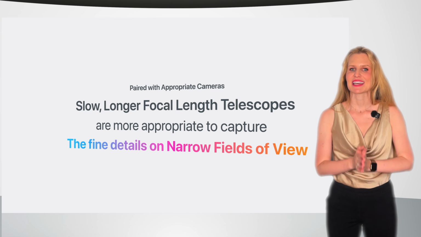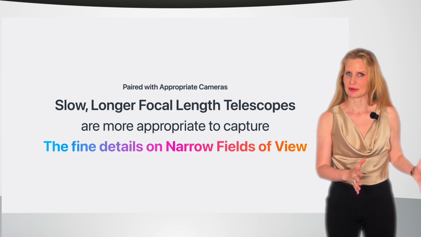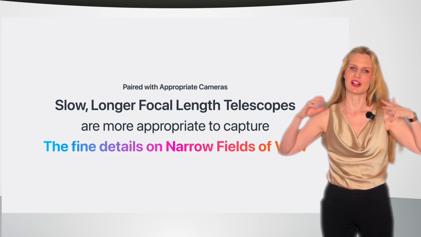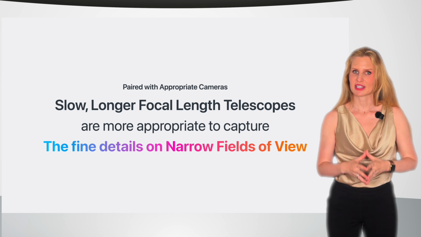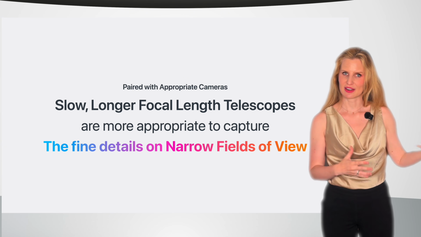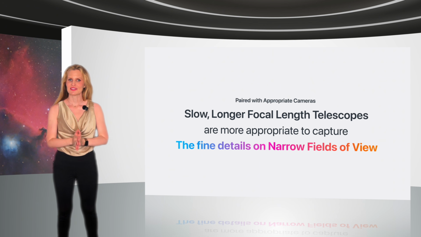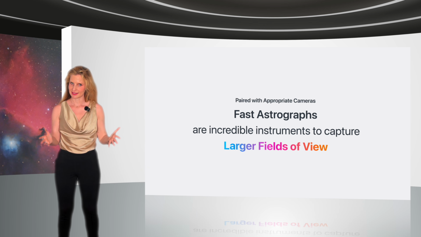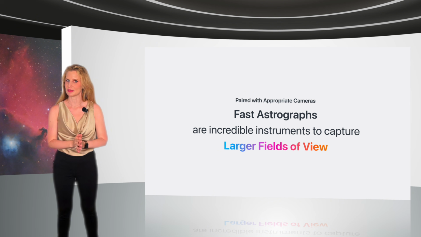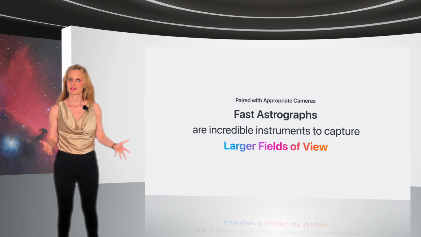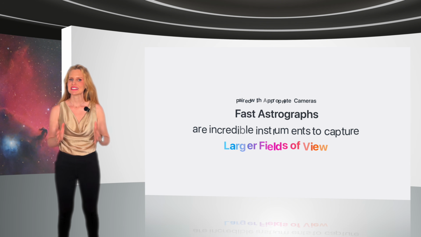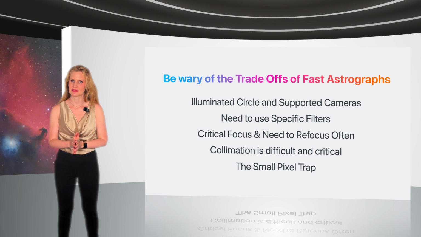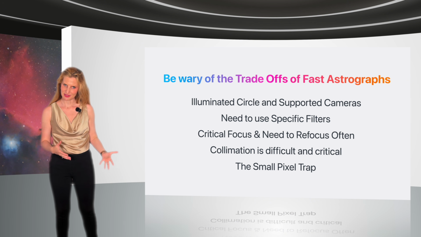We've seen that when paired with the right camera, slower telescopes with longer focal lengths are ideal for capturing fine details in narrow fields of view. Meanwhile, fast astrographs, again, when matched with suitable sensors, are excellent for covering large areas of the sky efficiently. But the key takeaway here is that fast systems come with trade-offs.